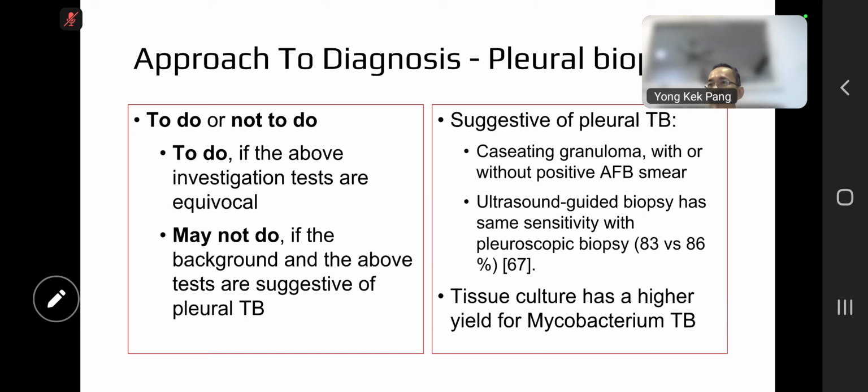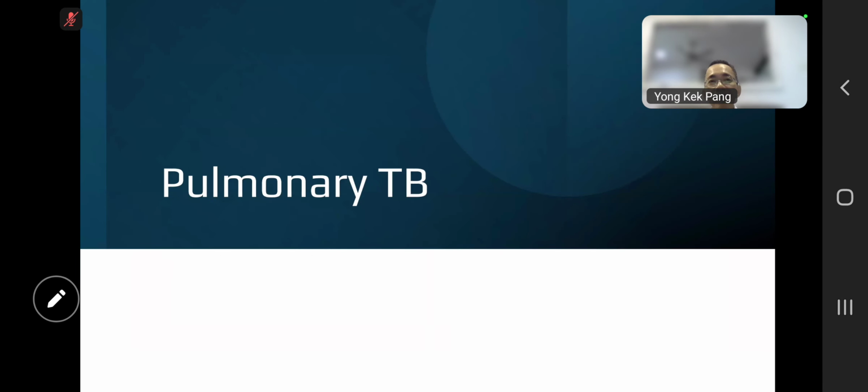The other possibility is to do the ultrasound guided biopsy. It's said to be quite sensitive. Tissue should be sent for culture, as this will produce a better yield for Mycobacterium TB compared to the pleural fluid culture for TB. Okay, next, let's turn our attention to primary TB.